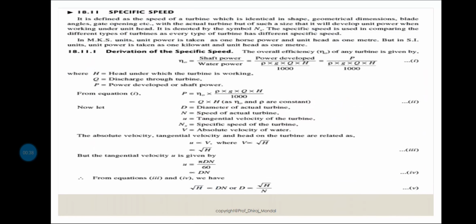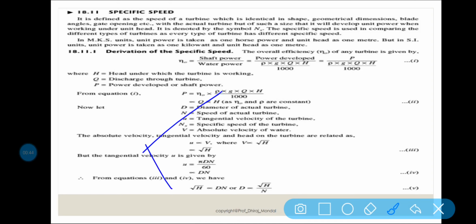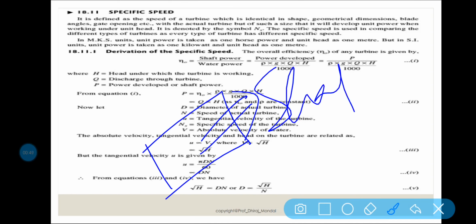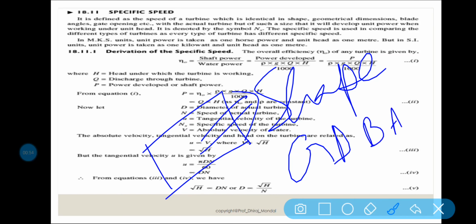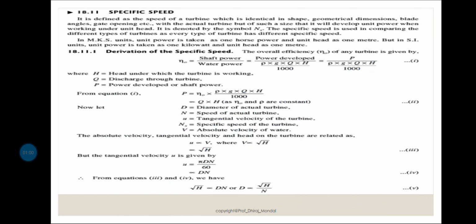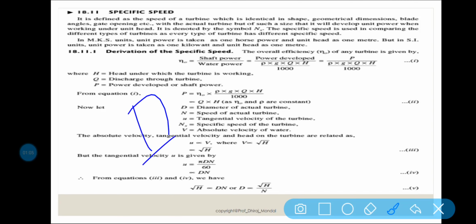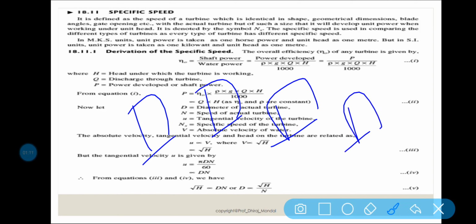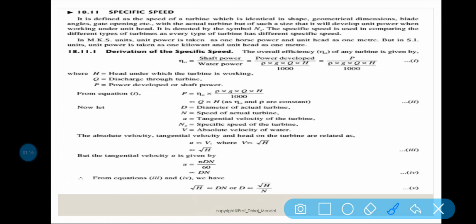So what is specific speed? Specific speed is basically defined as the speed of the turbine which is identical in shape, geometrical dimension, blade angle and gate opening with the actual turbine. That means it is basically used for design purpose.